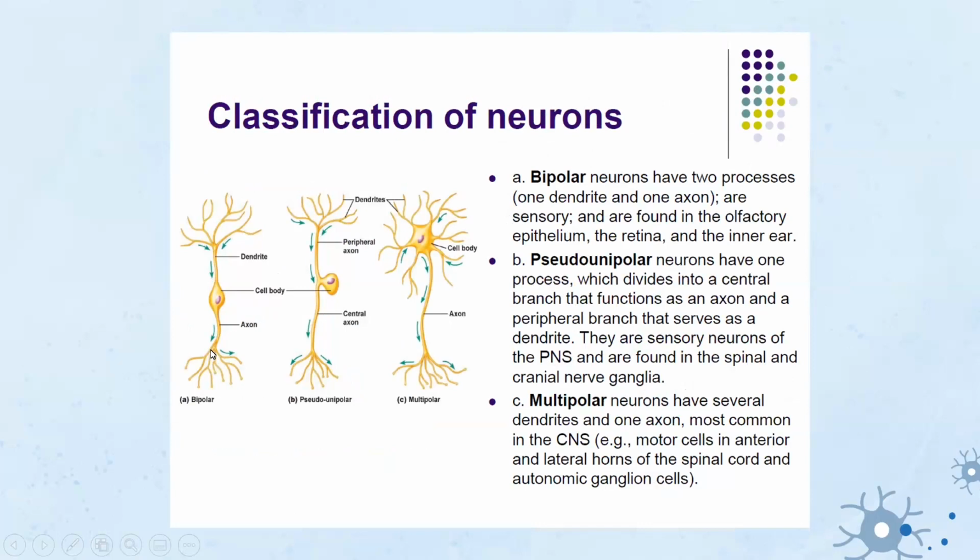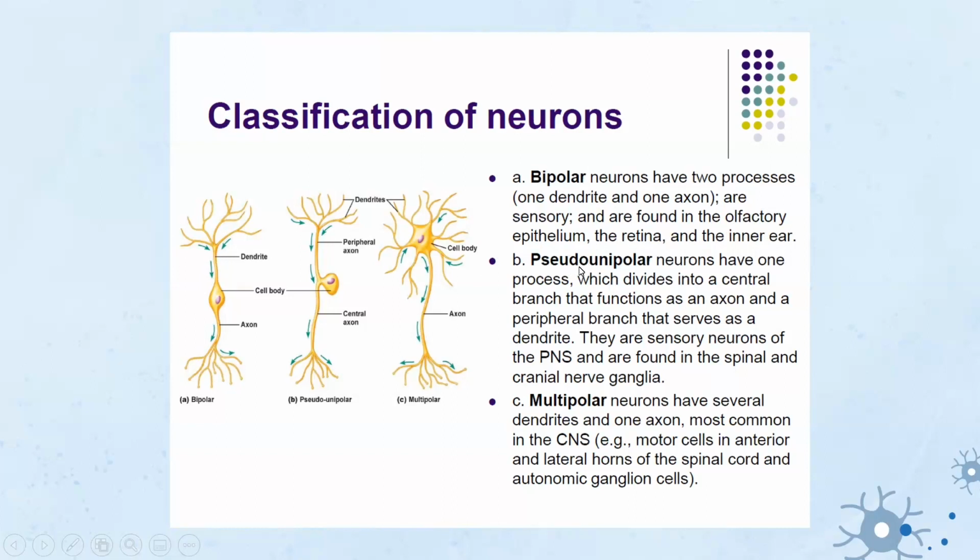These are found in special sensory organs, like the olfactory or smell epithelium, the retina of the eye, and the ear. So usually in these organs, you would find that the neurons there are bipolar, meaning they have two processes: one dendrite, the cell body in between, and the axon.